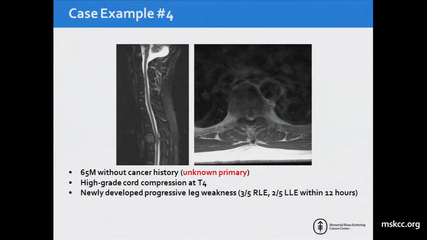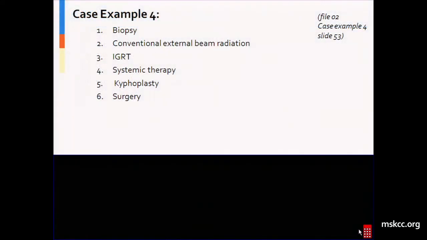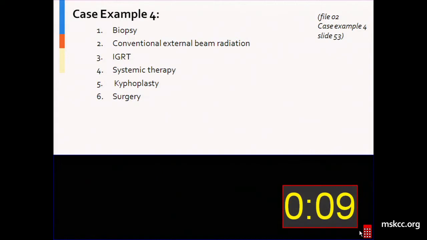And one more example. This is the same exact image, unknown primary, but this is a different kind of patient. This is somebody who had back pain the day before, went to bed just fine, woke up with leg weakness. So this is somebody in whom we don't particularly have much time to make that decision. Once again, can we use the ARS for this? What would be the first step in treating this patient?